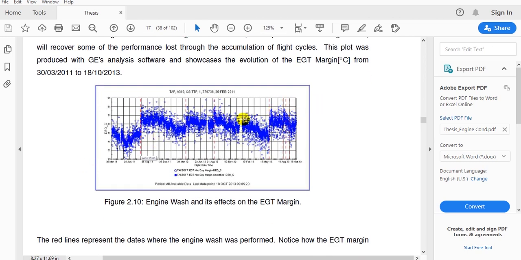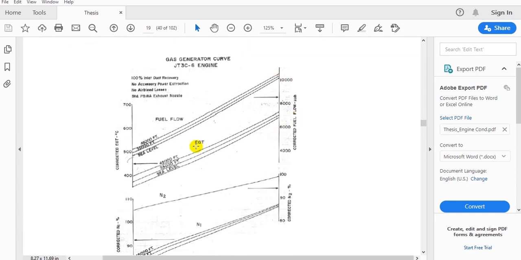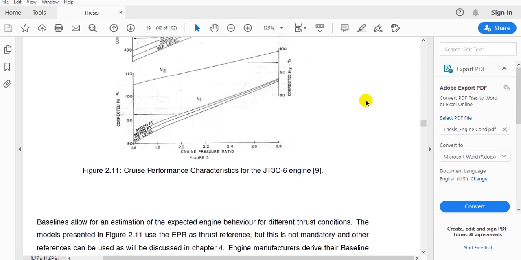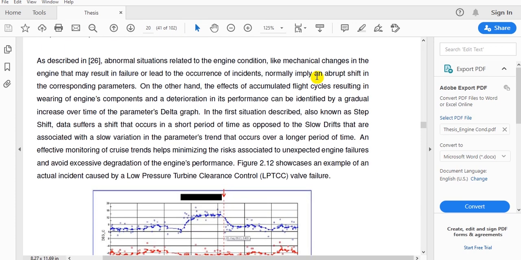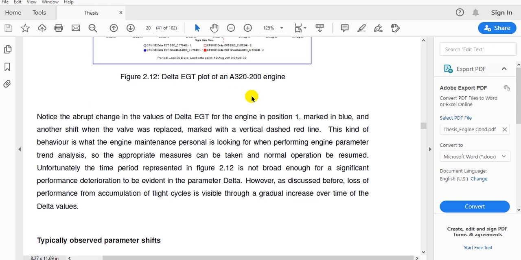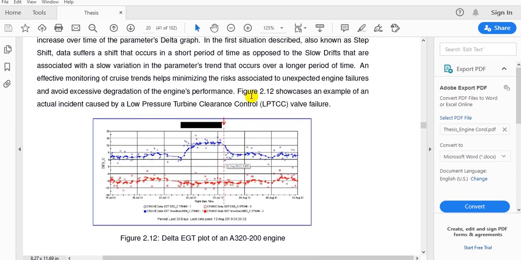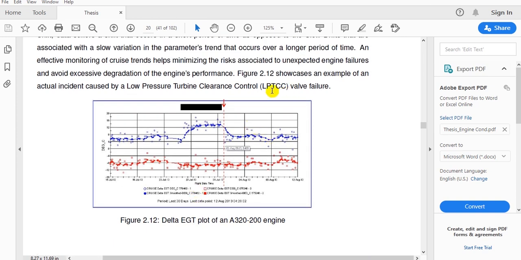Here is the chart. This is a chart of fuel flow, EGT, N1, smooth. Here, this is a shift. Take care here, a shift. So you need to take care of that and take action for this. What is the action here? Here is the action.